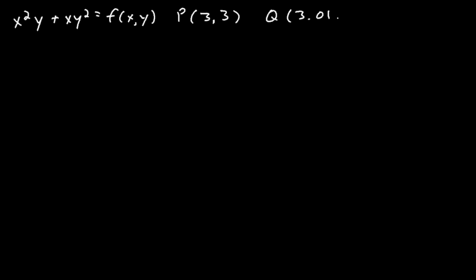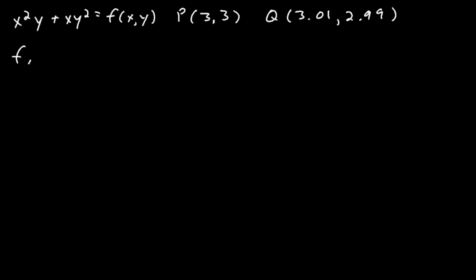Next question will be x to the power of 2 times y plus x times y to the power of 2 is equal to f of x, y. And we're going to find the tangent plane at point 3, 3. We're going to approximate 3.01 and 2.99. We're going to approximate at this point, and we're going to use this point to approximate this with. So at this point, we're finding the tangent plane at P.